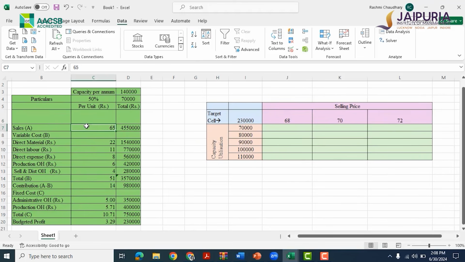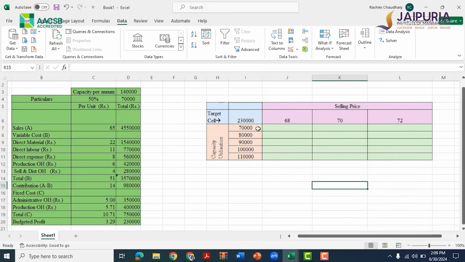So initially the selling price is 65. Suppose the selling price goes to 68, 70, 72. So what will be the profit? So in this column, if the selling price is 68 and the capacity utilization is 70,000, what will be the profitability? If the selling price is 68, then if the capacity utilization is 80,000, what will be the profitability? And so on. So how is the data table used? With the help of a data table, by changing two informations, we can find out our target values. So target values is the budgeted profit here.